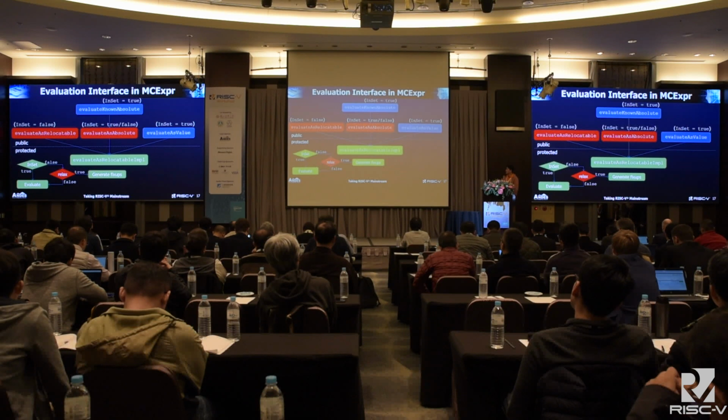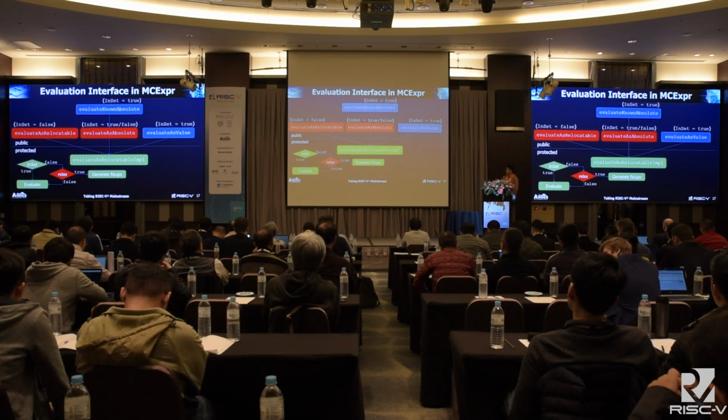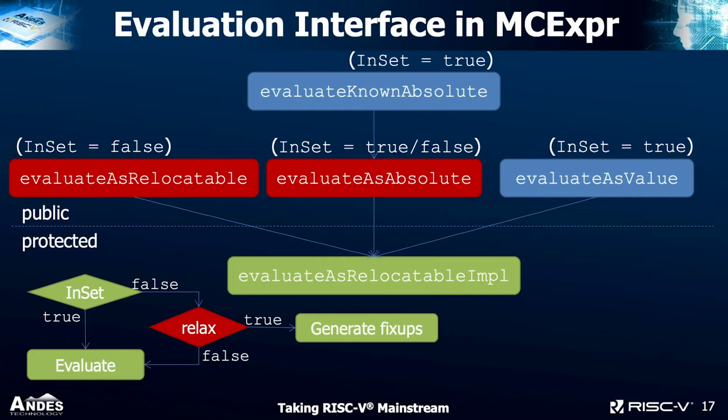All these four functions are implemented based on the green one, evaluate as relocatable impl. In this protected function, it will check the inset flag. If the inset flag is true, it will evaluate the expression to a value directly. If the inset flag is false, it will check the relax flag in advance to determine whether to generate a fix-up to deal with it later or to evaluate the expression to a value.